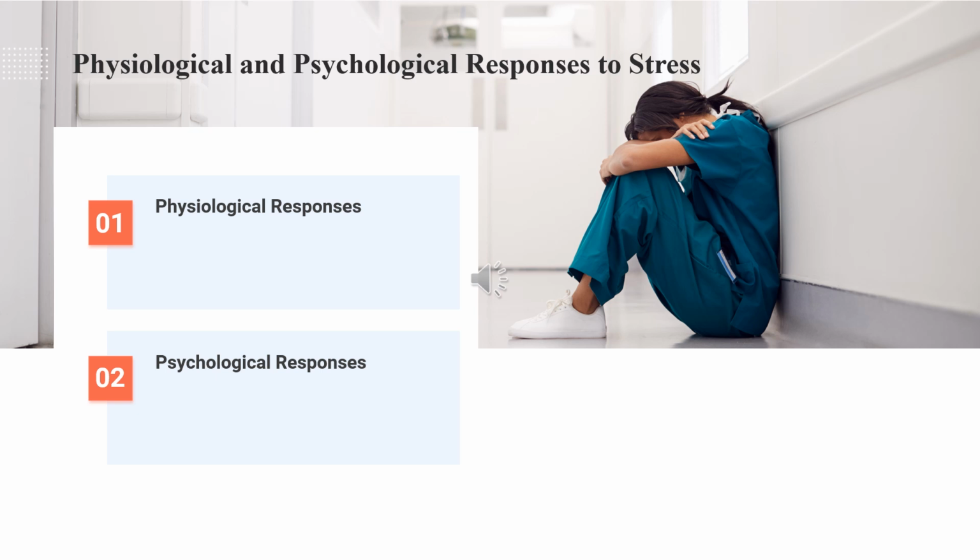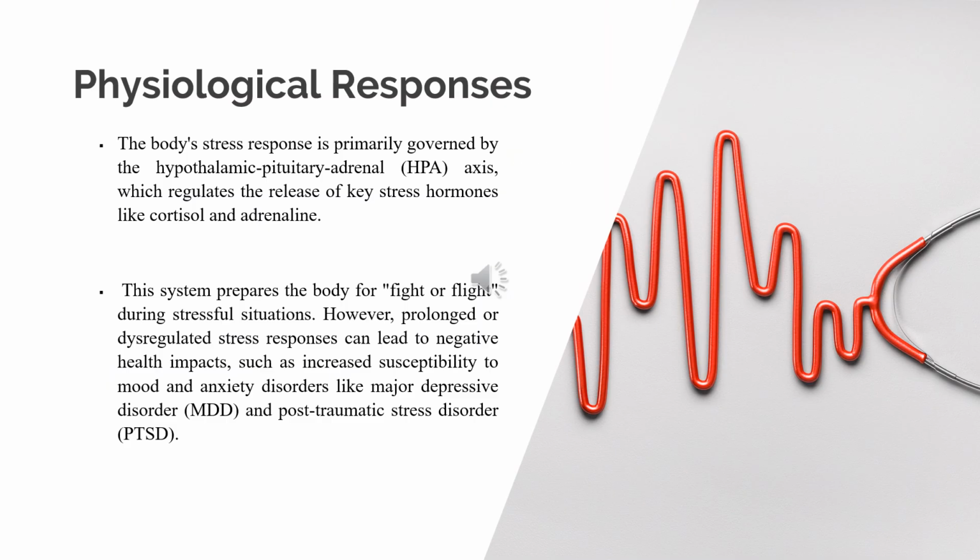Now let us discuss some physiological and psychological responses to stress. Let us start with some of the physiological responses to stress. Our body's stress response is primarily governed by the hypothalamic-pituitary-adrenal axis, which regulates the release of key stress hormones like cortisol and adrenaline. This system prepares the body for a fight or flight response during stressful situations.